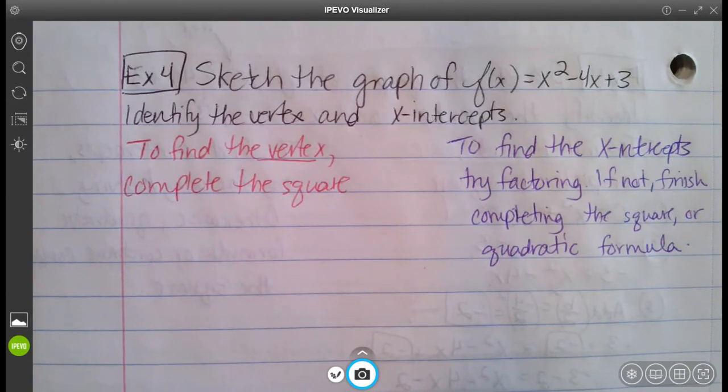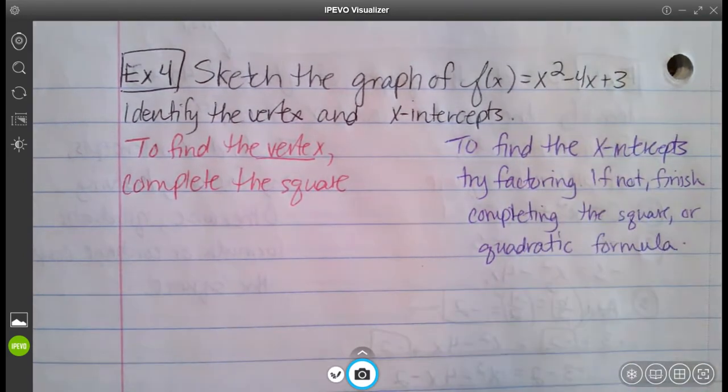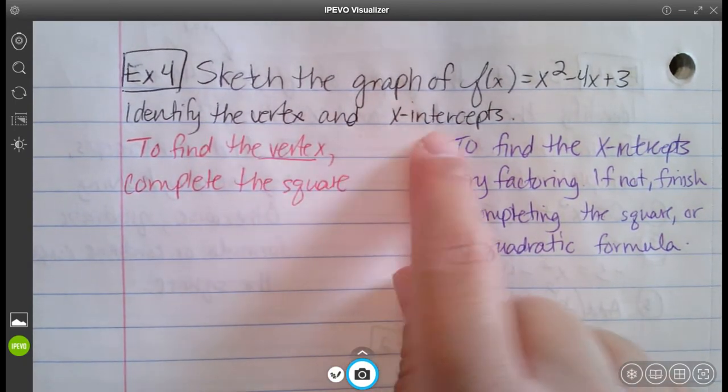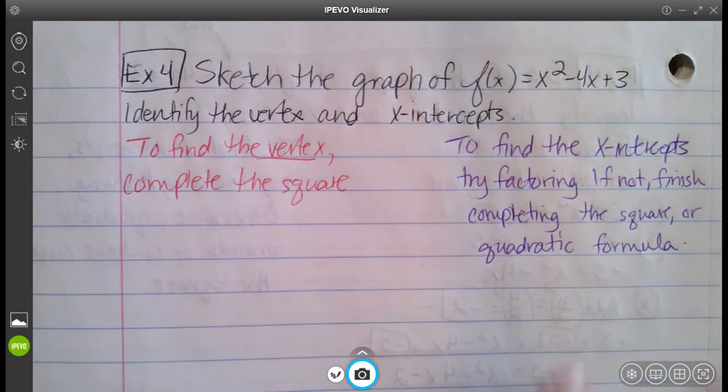Okay, so in this next video for part 2 of 2.1, we're going to continue with another example of completing the square. In this one, we have a function, f of x is equal to x squared minus 4x plus 3, and we want to go ahead and sketch the graph, identify the vertex, and find the x-intercepts as well. So we have one more kind of step for this one.